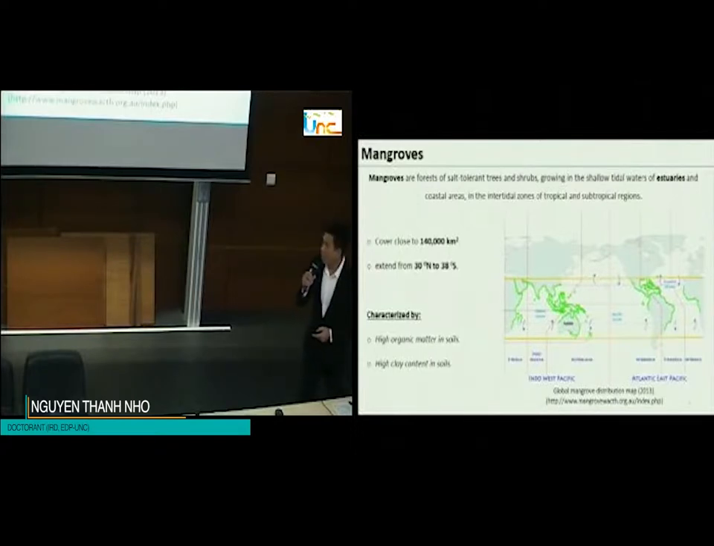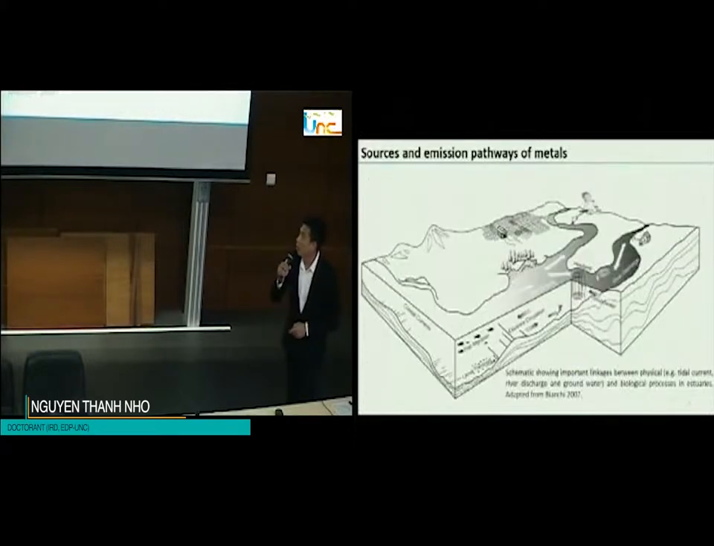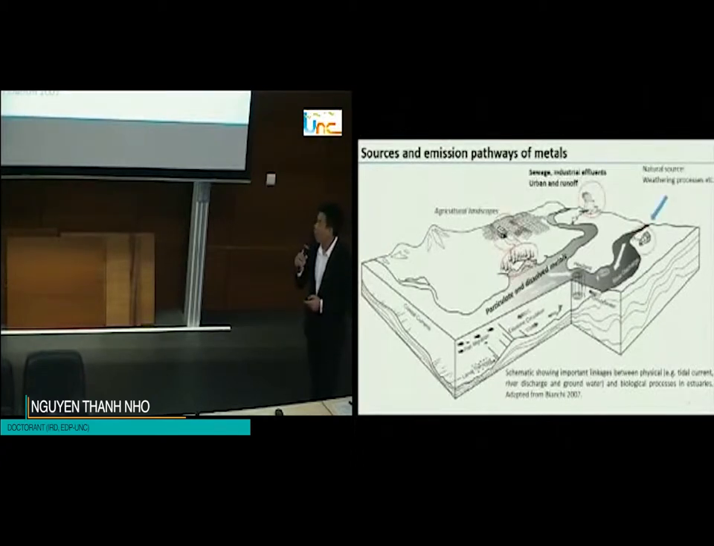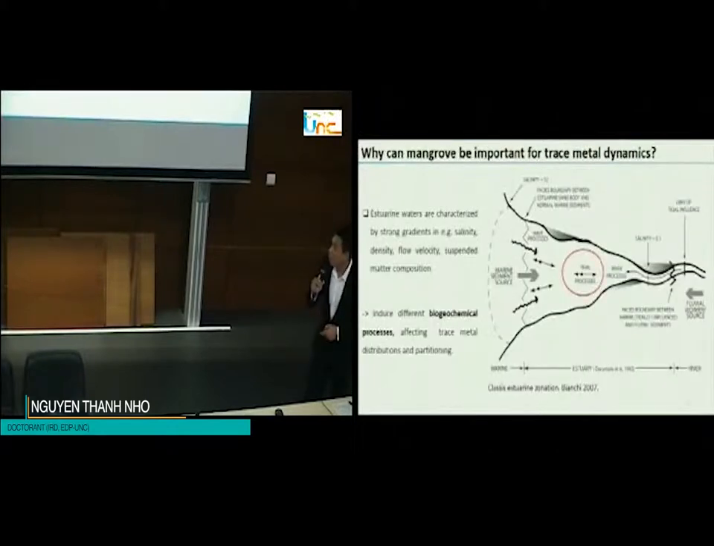Mangroves are characterized by high organic matter and high clay content in soil. For most estuaries, the main source of trace metals to their system is riverine particulate and dissolved material. They can originate from natural sources or human activities. However, estuarine waters are characterized by strong gradients in physical and chemical parameters, such as salinity, density, flow velocity, and suspended matter composition, by mixing of river and sea water. That may induce different biogeochemical processes and then may affect the trace metal distribution and partitioning in the estuary.